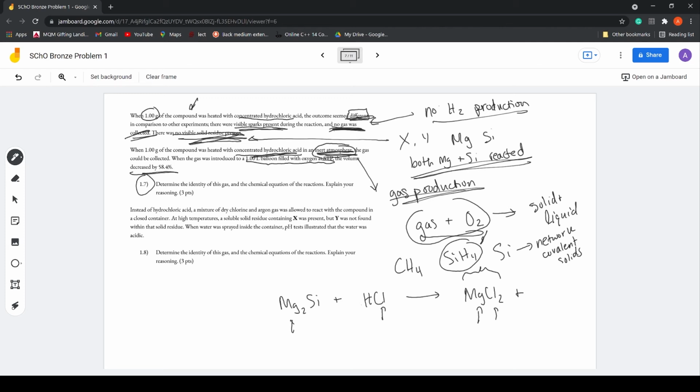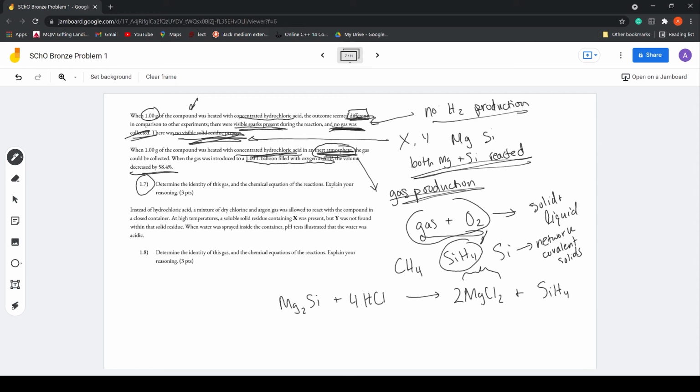So let's write silane. And now let's balance the equation and see if we can get an actual reasonable equation, right? So let's first balance the magnesiums. We have 2 magnesiums on the left side. Let's add 2 magnesiums on the right side. We have 4 chlorines on the right side, so we need 4 chlorines on the left side.